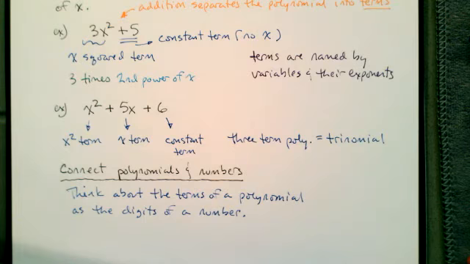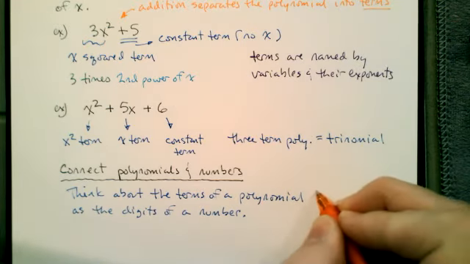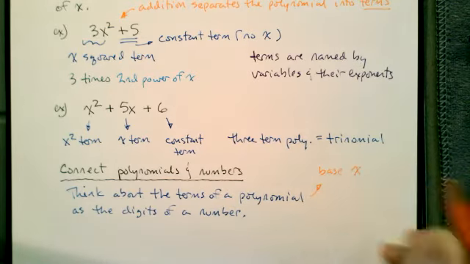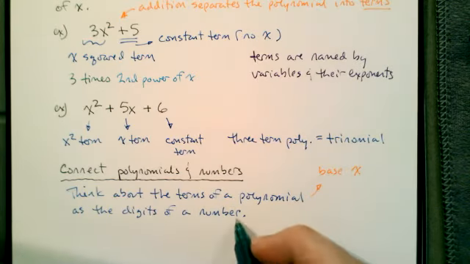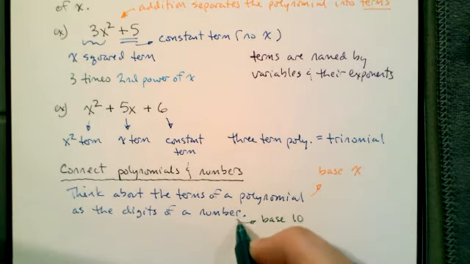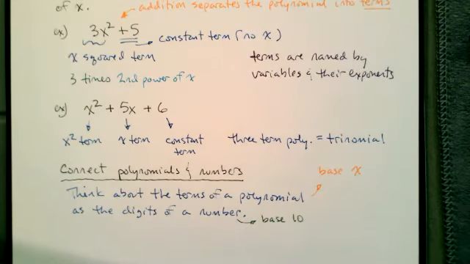So think about the terms of a polynomial as the digits of a number. But instead, where the polynomial has an x, the number will have a 10. The polynomial is like base x, and the number is going to be in base 10. So wherever we had 10s in the number, we're just going to have x's in the polynomial.